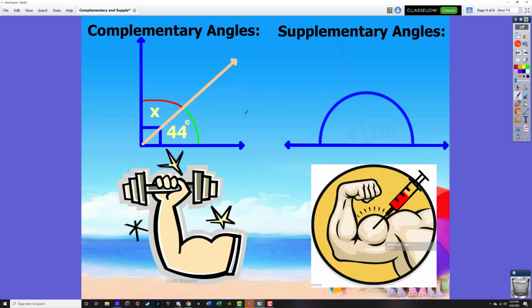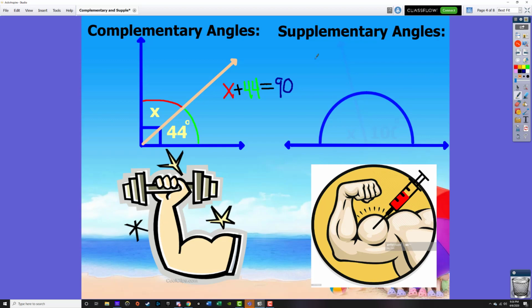Well, we know that when we take angle x and we add the 44 degrees to it, the total is going to be a right angle right here that both of these are going to add up to. So we know that the total has to be exactly 90 degrees. And what we have here, ladies and gentlemen, is another one-step equation.